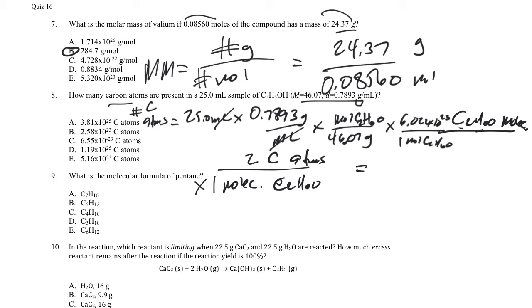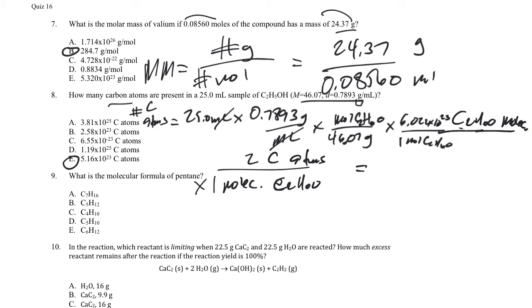So we go 25 times the density. If we stop calculating there, that's the mass of ethanol, about 19.7 grams. Grams to moles, divide by 46.07, meaning we have about 0.428 moles of ethanol. Multiplied by Avogadro's number, we should have just under half a mole. So 2.579 times 10 to the 23. And then 2 carbon atoms per. So just less than Avogadro's number of C atoms. So it works out to be about 5.16 times 10 to the 23 carbon atoms.